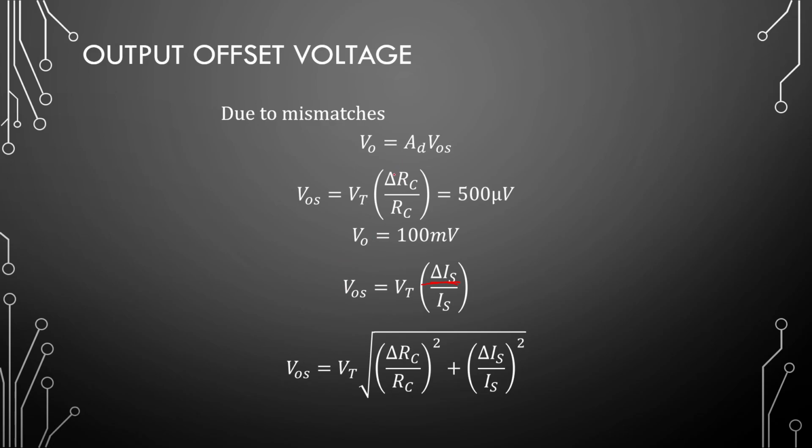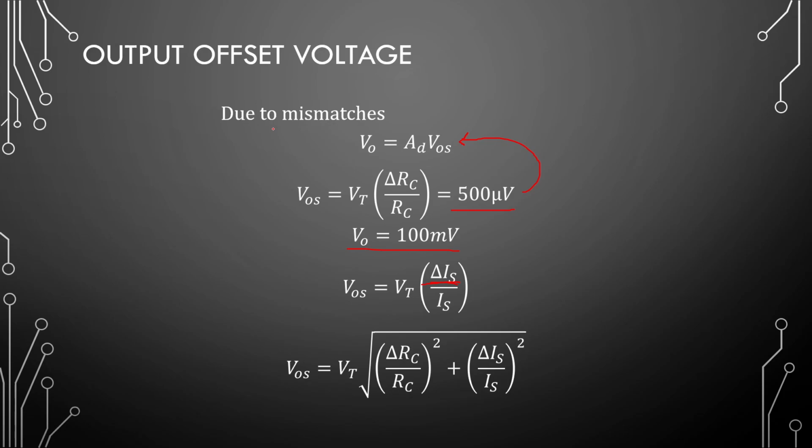So the one that's easy to demonstrate is a difference of 200 ohms. That will give us a 500 microvolt offset voltage, but we need to multiply that with our differential gain, and that will give us an offset of 100 millivolts.